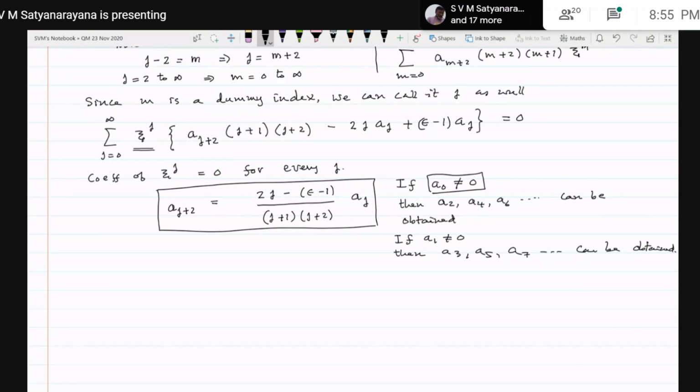Okay, so that is what is given by this recurrence relation. This is a 2-point recurrence relation because Aj plus 2 is related to Aj. So since there is a step of 2, I require A0 and A1. Then all other coefficients can be determined. Okay, so that is one thing.